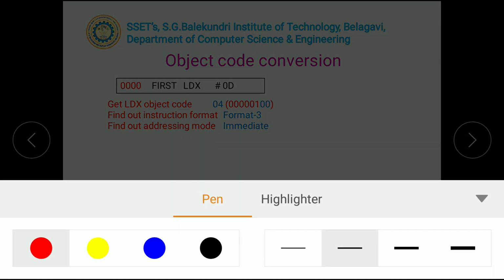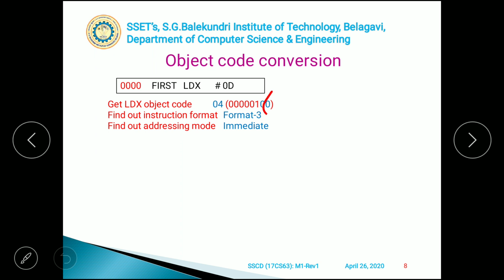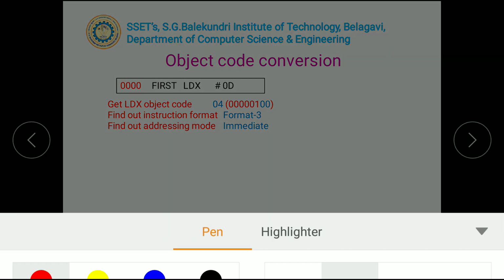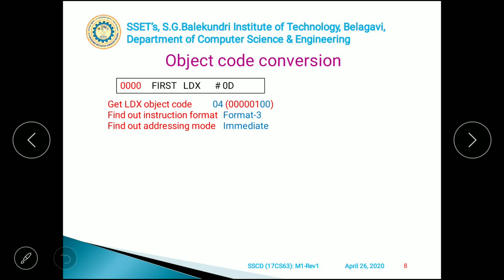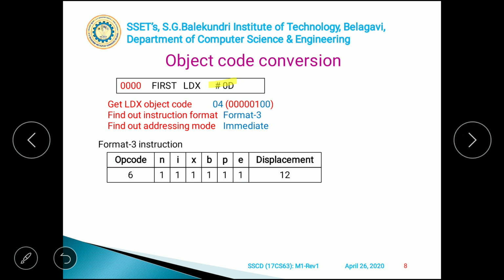So that is what I have shown it here. See, these last 2 bits are always 0. Now the next thing is that you have to find out the instruction format, that is format 3. And here the addressing mode is immediate because this hash is used here. When the hash is there, you can understand that it is an immediate addressing mode. Now when you come to know that it's a format 3, get what that format 3 is. See, this is the format 3 syntax. The first 6 bits are the opcode, the next 6 are flags, and then the displacement is there.